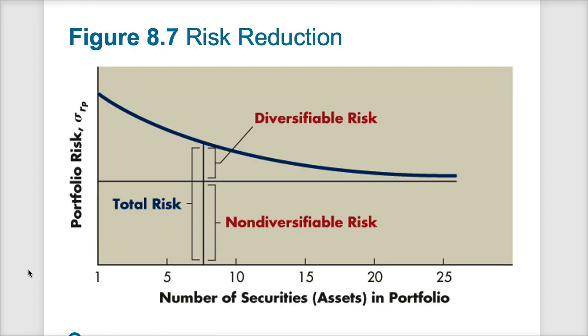And this graphic shows it pretty well. If we have only one asset, in this one asset we're going to have all the non-diversifiable risk plus all the diversifiable risk together. As we add securities and go to, say, 10 stocks, now we've shrunk the diversifiable risk from this position down to here.